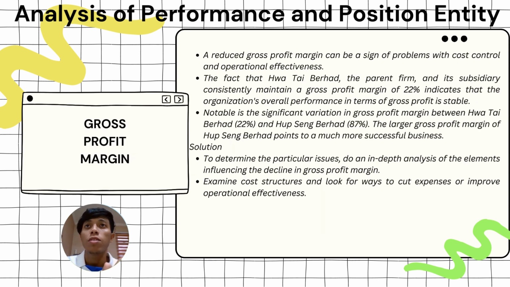And the last one is gross profit margin. The solution is to determine the particular issue through an in-depth analysis of the elements influencing the decline in gross profit margin. Second, examine the cost structure and look for a way to cut expenses or improve operational effectiveness.